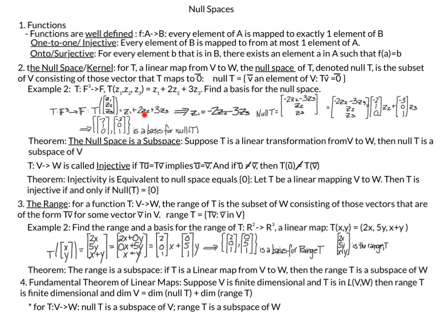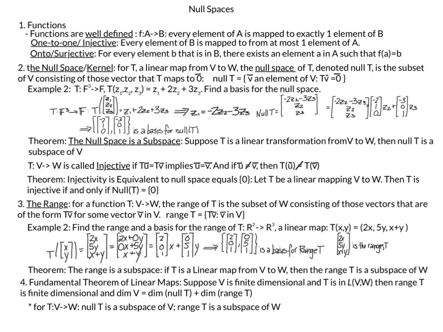If we want to know where the null space is, we set this scalar equal to 0, and we get the fact that z1 must equal minus 2z2 minus 3z3. So the null of T is equal to the vectors in F3 such that the first coordinate is minus 2z2 minus 3z3, the second coordinate is z2, and the third coordinate is z3.